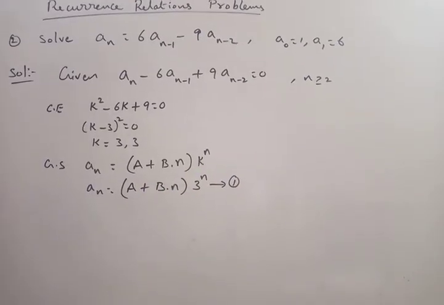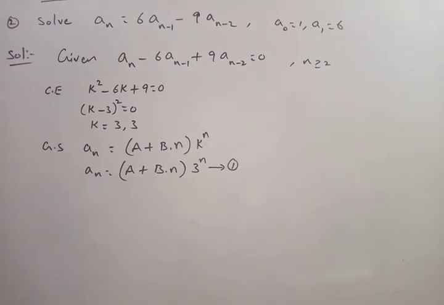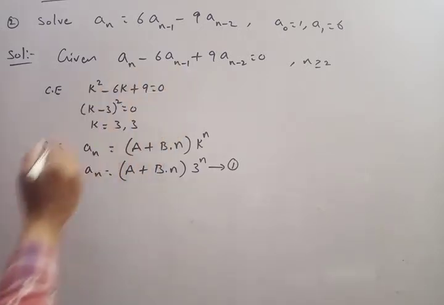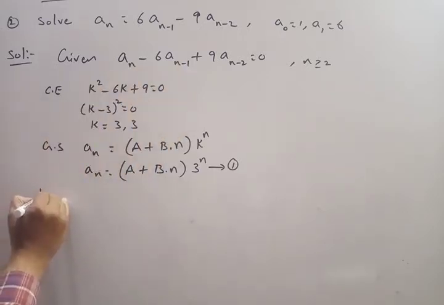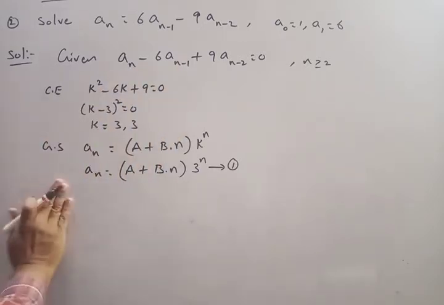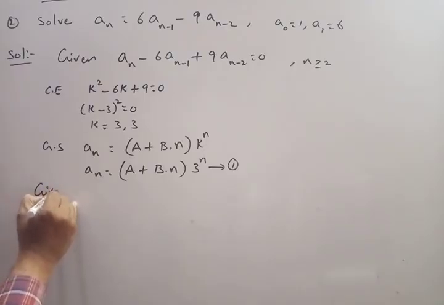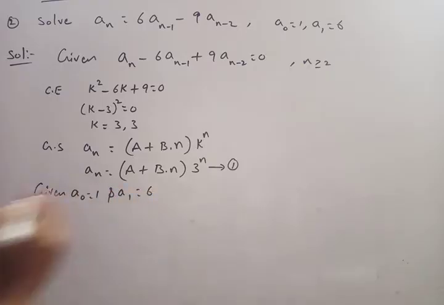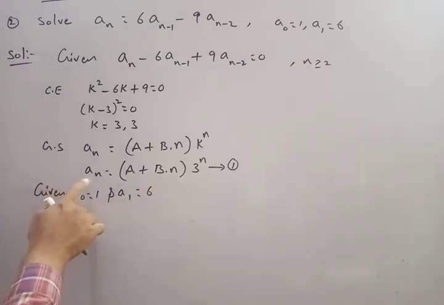Understand? Now he gave the initial conditions, no. What are the initial conditions? A0 is equal to 1 and A1 is equal to 6. See how simple here. So what we have to do?